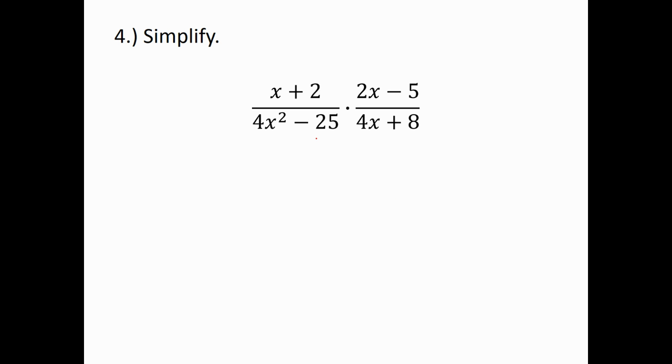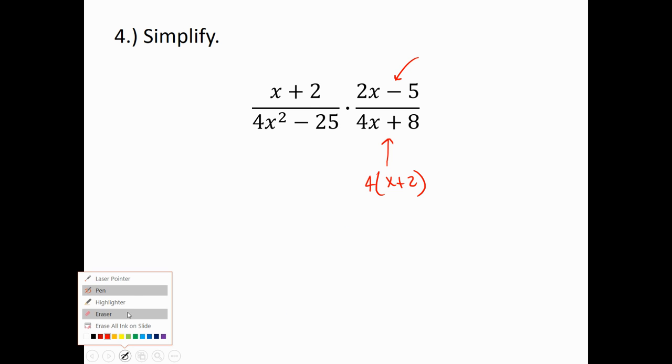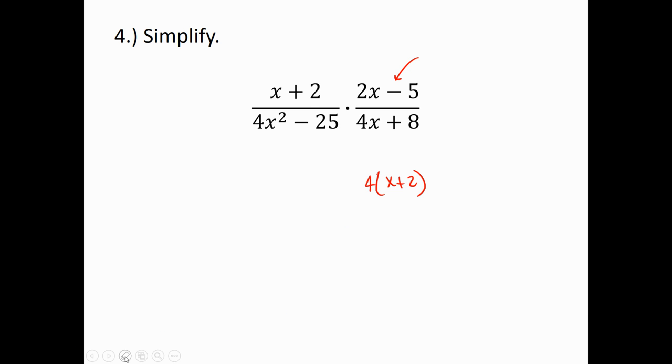Another one, different type of factoring here. We can't factor this one because 2 doesn't go into 5. But this one here, 4 goes into 8 twice. So we can undo that distributive property. And I'm going to go back and just rewrite the 2x minus 5 here and the x plus 2 here.